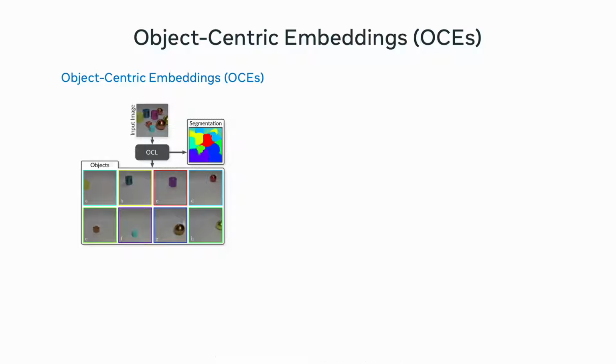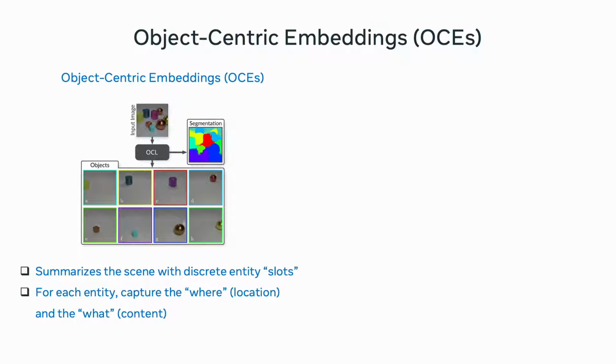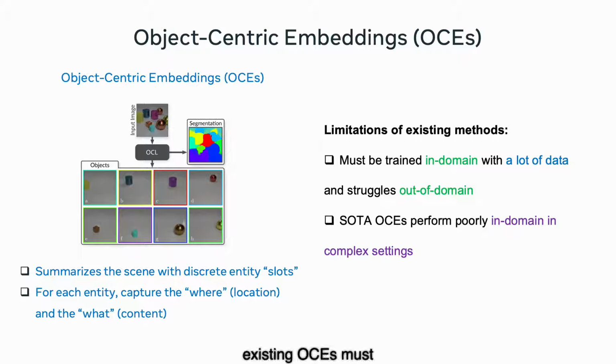Object-centric embeddings, or OCEs, on the other hand, capture objects by summarizing the scene with discrete entity slots. For each entity, they capture the where information, or location, and the what information, or content. However, existing OCEs must be trained in domain with a lot of data and often struggle out of domain, and in complex settings, state-of-the-art OCEs perform poorly even in domain.